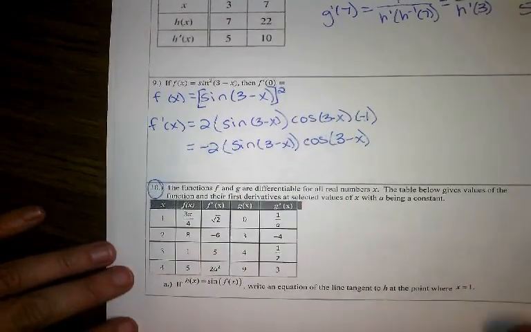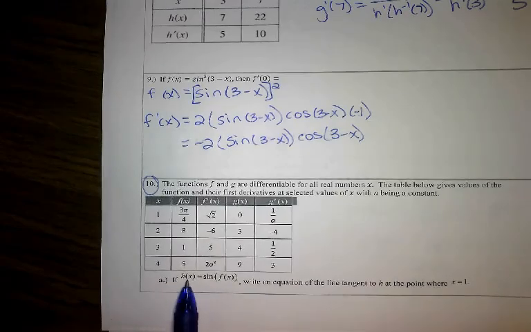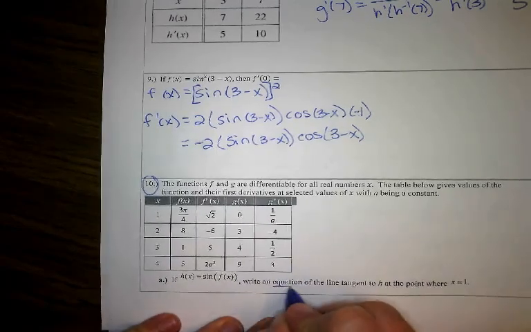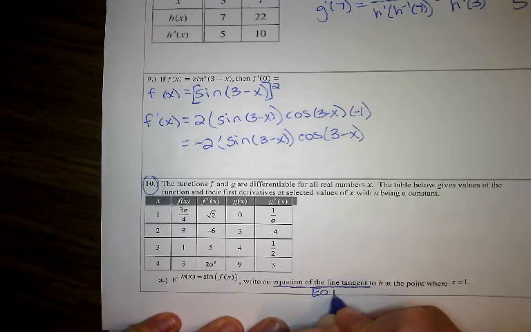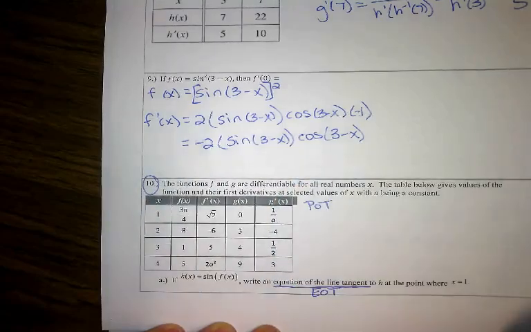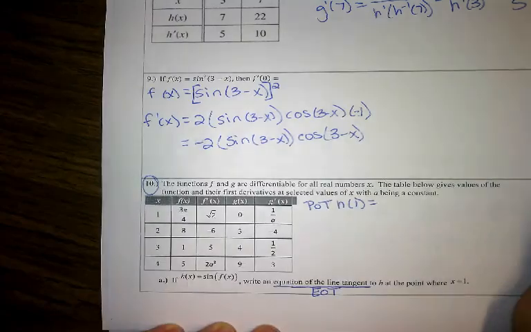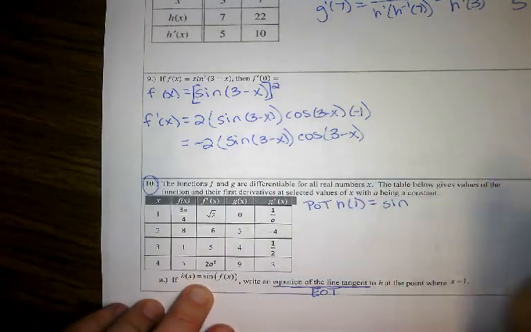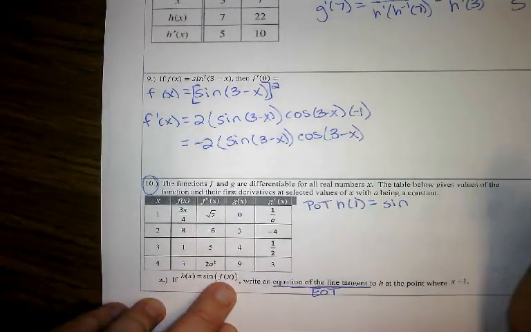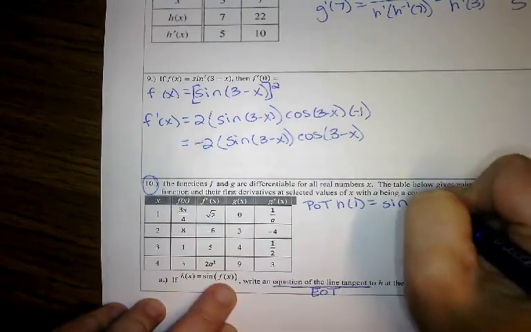Number 10. Here's h. Write an EOT, equation of the line tangent to h at the point where x equals 1. So whenever we write the EOT, we need to start with the POT. So h of 1 is what we're looking for our point. So that means I'm going to do sine of f of 1. F of 1 is 3 pi over 4.